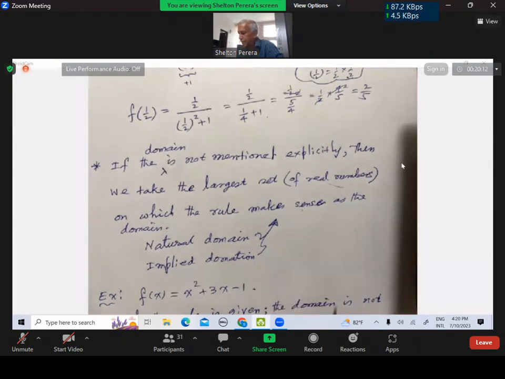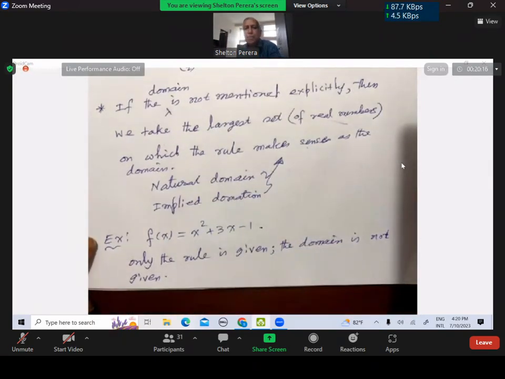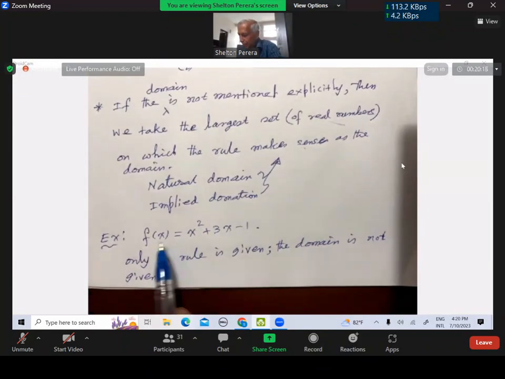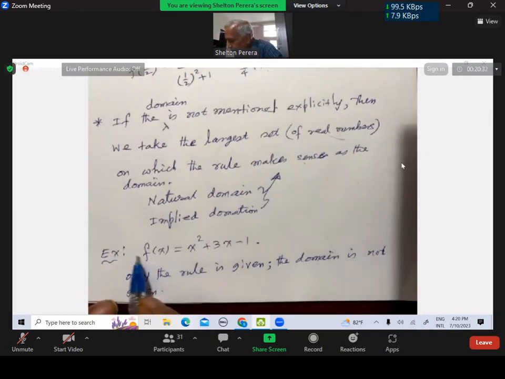Makes sense as the domain. That domain is called the natural domain or the implied domain. I took this example, f of x equals x squared plus 3x minus 1. Only the rule is given, the domain is not given. So what is the domain? Applying this, we think of the rule a little bit deeper.